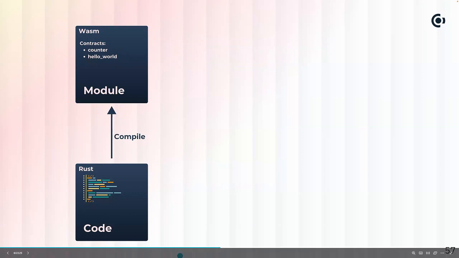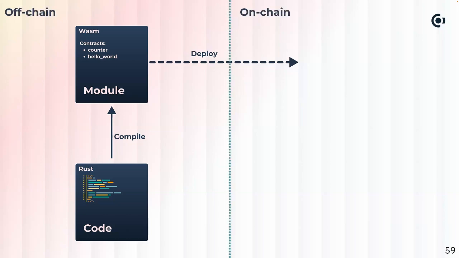So it might make sense for you to have multiple contracts that are related in the same module, so they can share some code, for example. And then what you do is that you deploy the module. So here on the left side we have the off-chain, which is just on your computer. And on the right side, we have on-chain, which is on the blockchain.